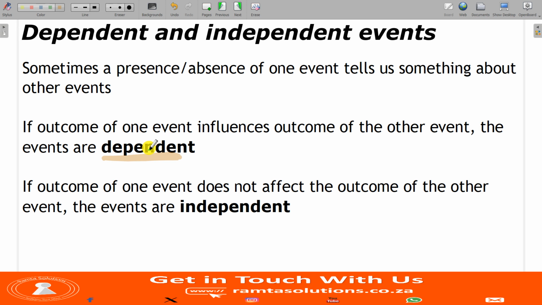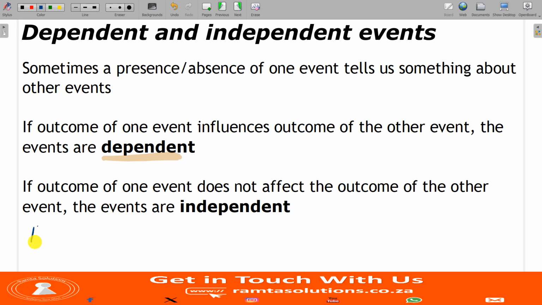Now, if the outcome of one event does not affect the outcome of the other event, you must know the two events that you're looking at are independent. I repeat, if knowing the outcome of one event does not affect the outcome of the other event, the two events are independent. In other words, with independent events, knowing the outcome of one event does not affect the probability of another event.